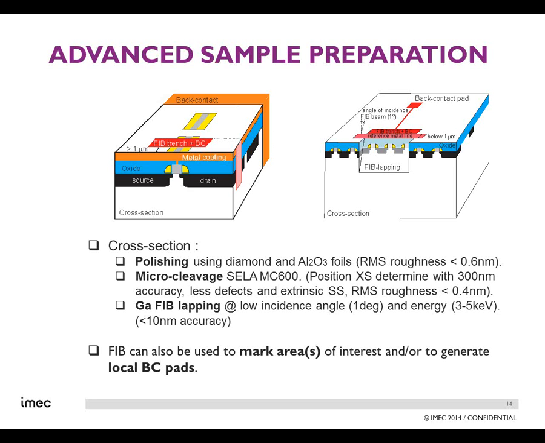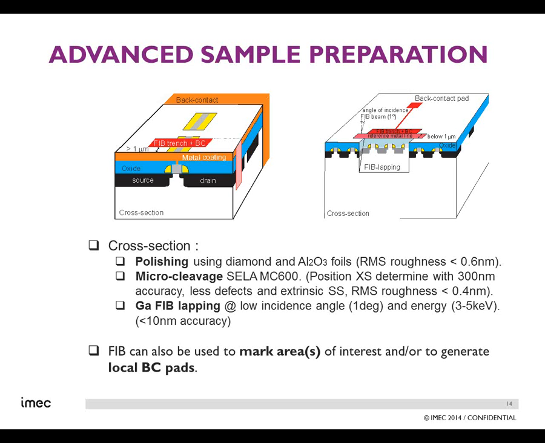One way to cross-section is polishing. That's, let's say, the historical way we were doing it. And we can reach roughness in the range of 0.6 nanometer or even smaller. We still use it when we have very complex crystal orientation or very specific structure, but as soon as we can, now, we prefer to use micro cleavage.